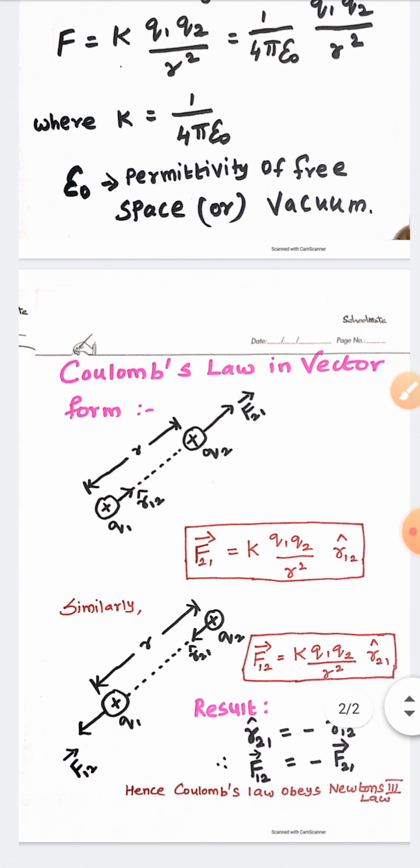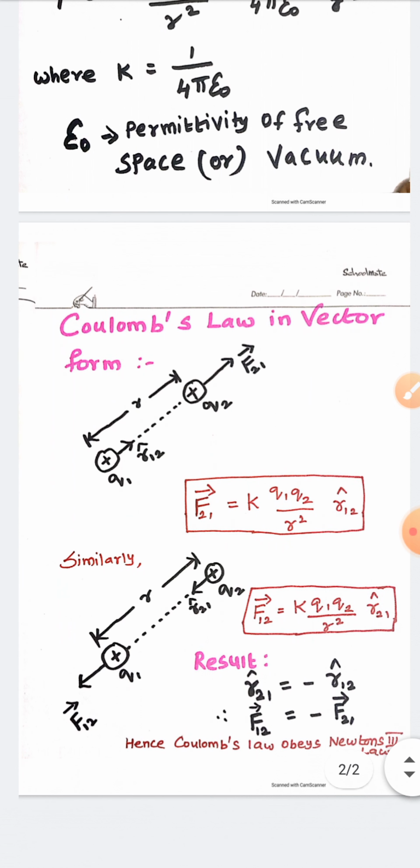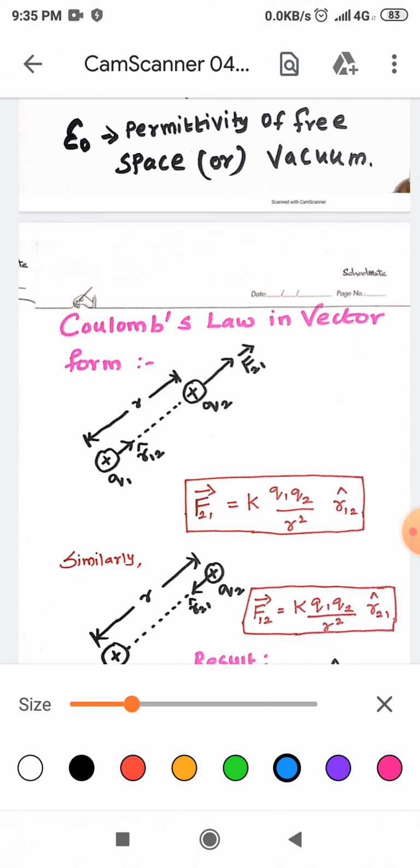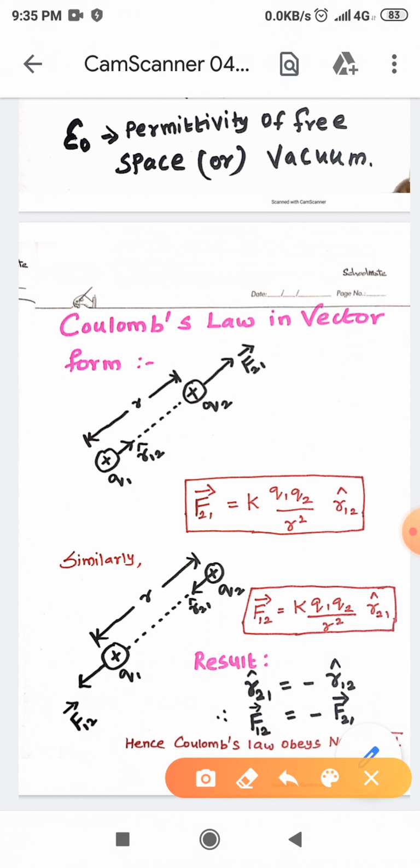Now let me tell you how to write Coulomb's law in vector form. Actually, in physics we have to write all the equations in vector form. So, in order to write Coulomb's law in vector form, let us consider two point charges. Here it is plus Q1 charge and here it is plus Q2 charge, and the two charges are separated by the distance r.